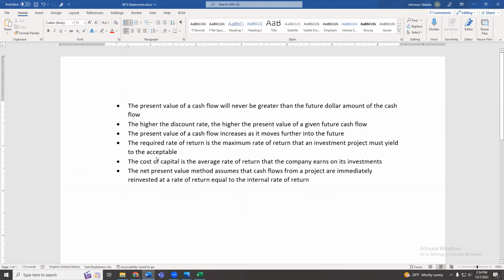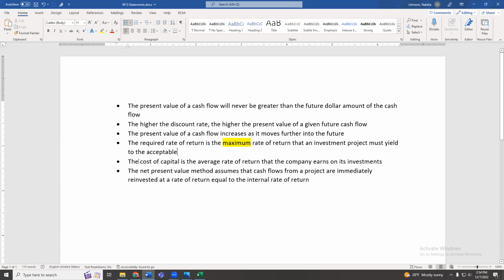Okay, the fourth one says the required rate of return is the maximum rate of return that an investment project must yield to be acceptable. The key word here is maximum, because it's actually minimum. So the required rate of return is saying that they're at least expecting that for a project, so they can accept or reject the investment.